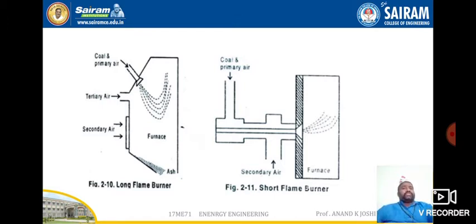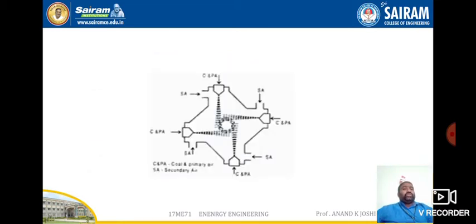So next one we can see is the tangential burner. Why do we call it tangential? These burners are built into the furnace walls at the corners, and inject the air fuel mixture tangentially to an imaginary circle in the center of the furnace. So as the flames interact, it leads to a swirling action.